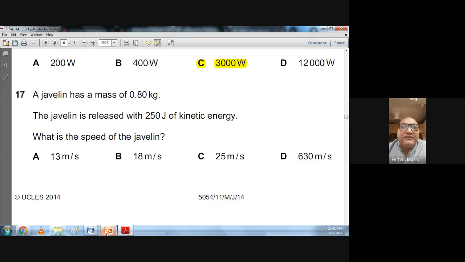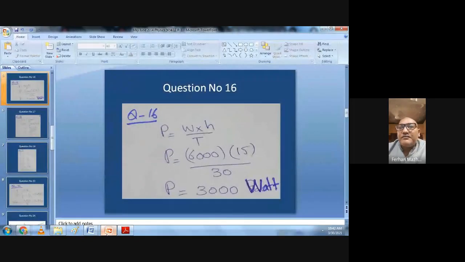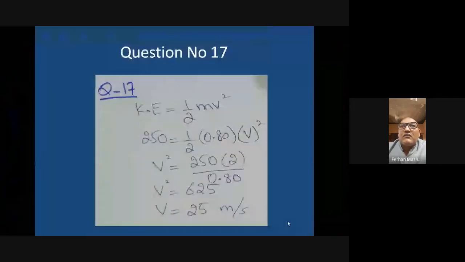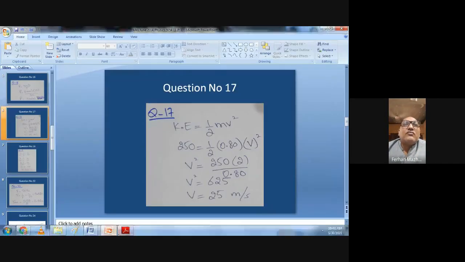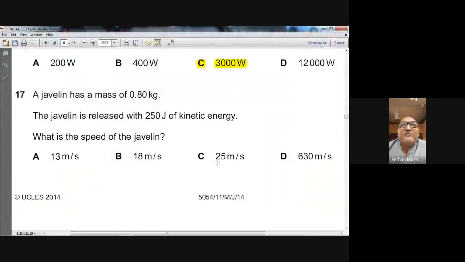I've done this on a paper. So kinetic energy is equal to 1 by 2 mv square. Kinetic energy is 250, mass is 0.80 kg. V is the question, so make V square on one side. So it will be 250 multiplied by 2 divided by 0.80. Answer will be 625. Then take square root on both sides. So V will be equal to 25 meter per second. Here we go, C is the choice.